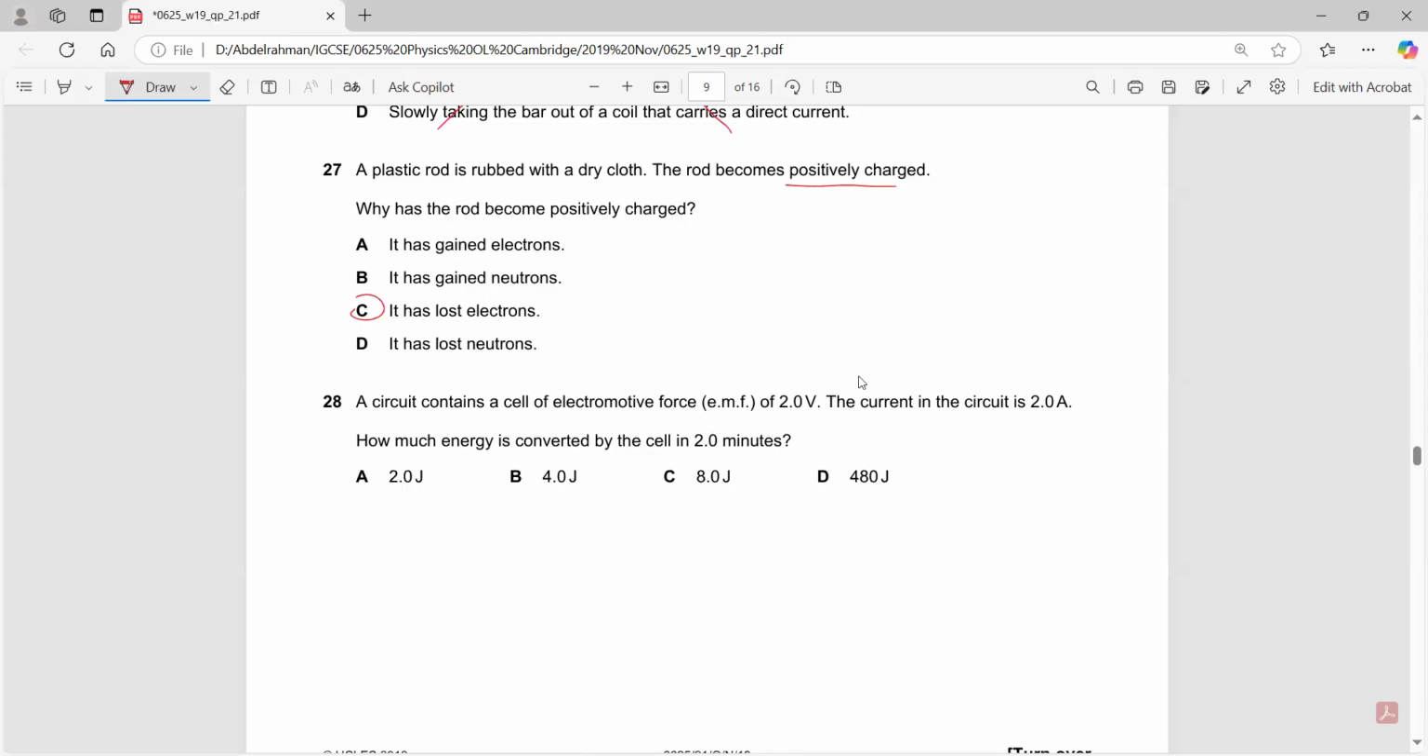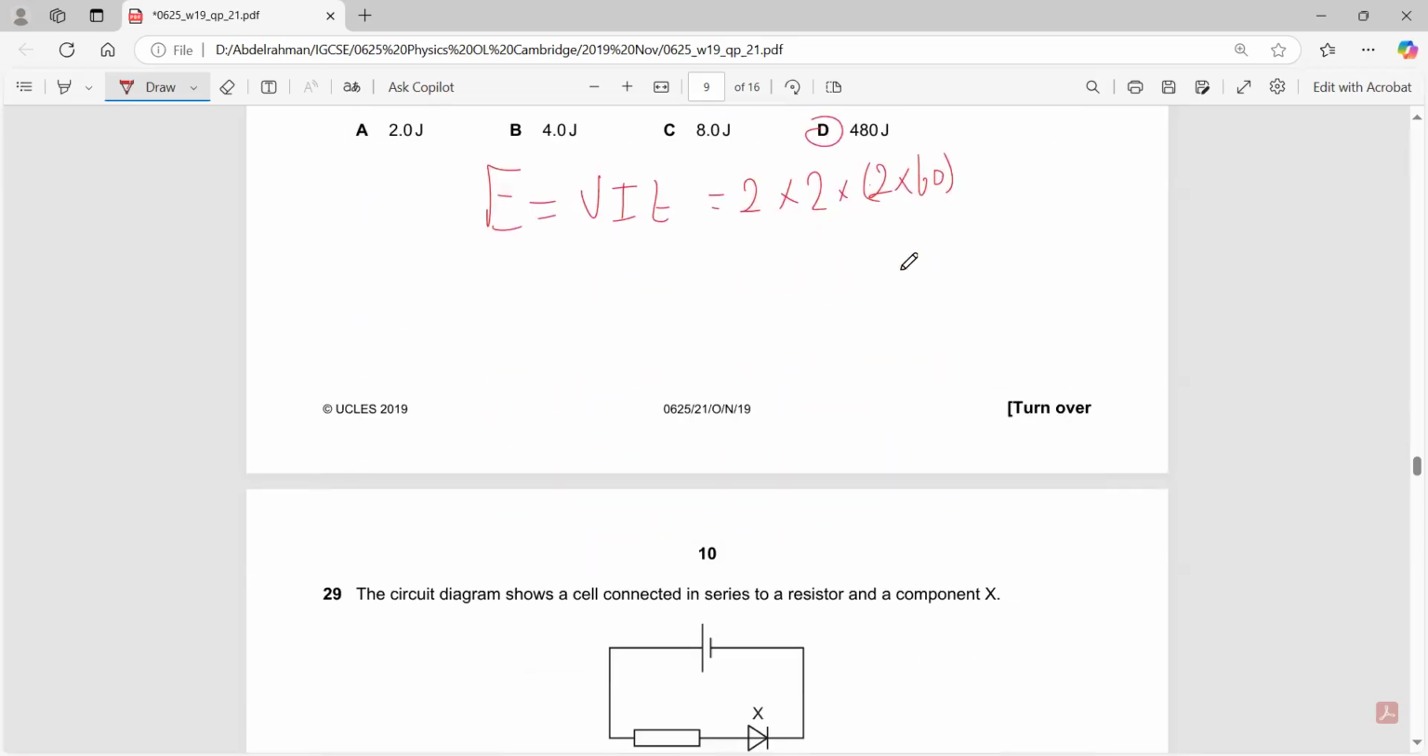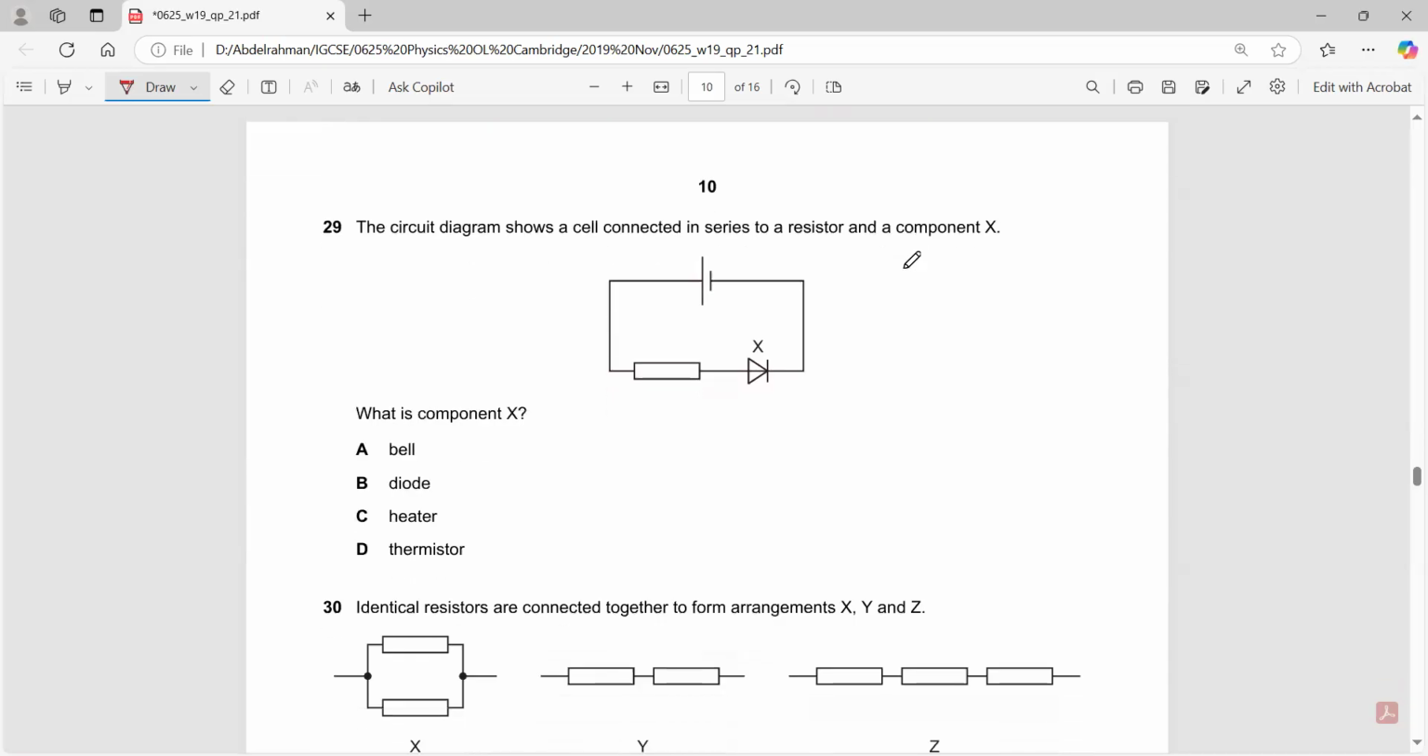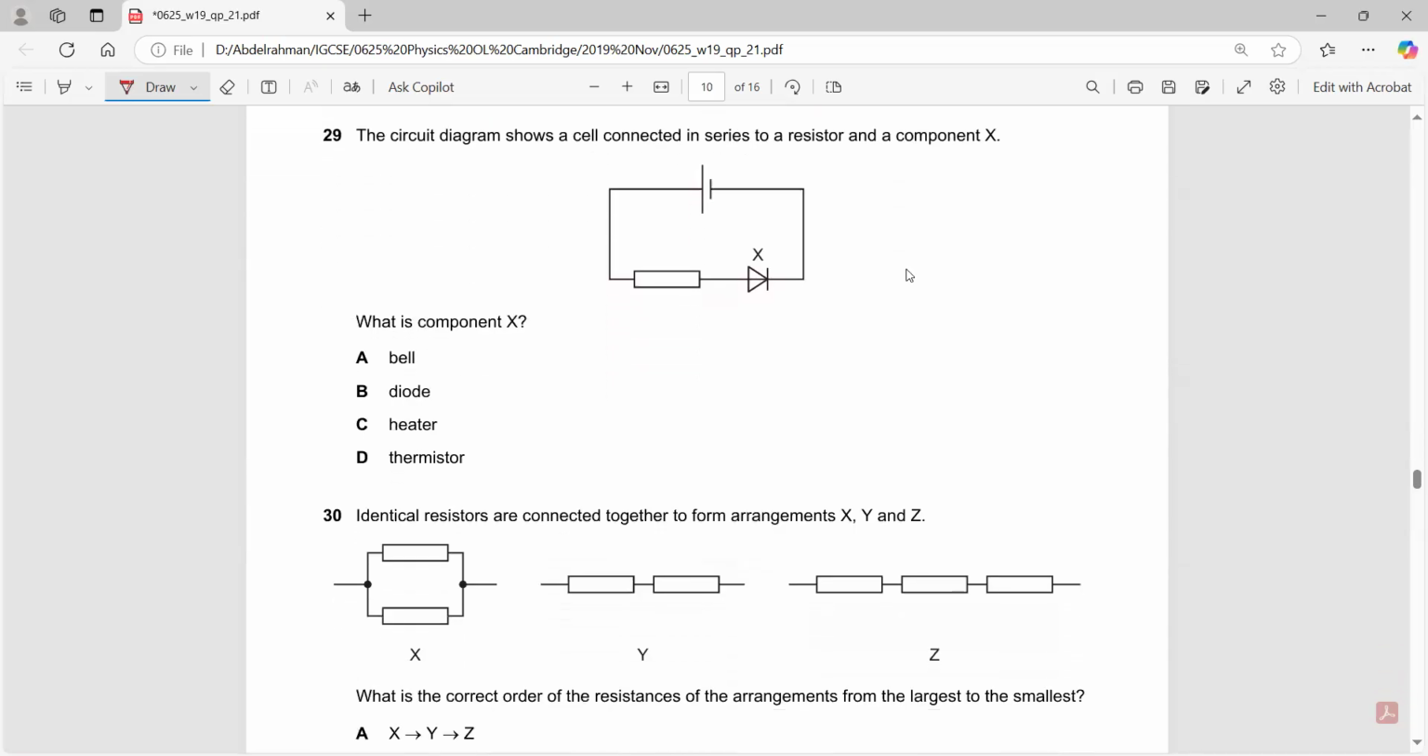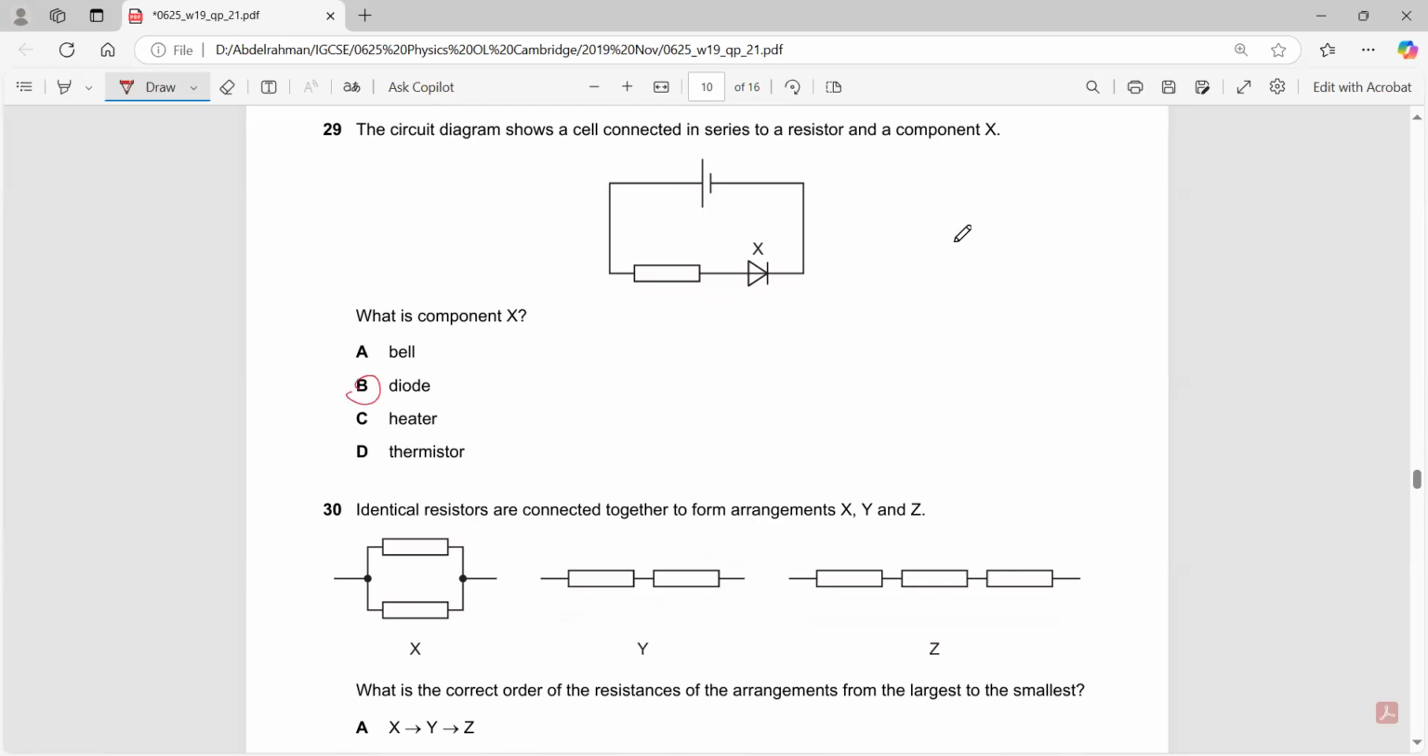Question 28. How much energy is converted in 2 minutes? How can I find the energy? Energy equals VIT. So 2 times 2 times the time, which is 2 times 60. So it's 480 joules. Question 29. The circuit shows a component X, which is a diode.